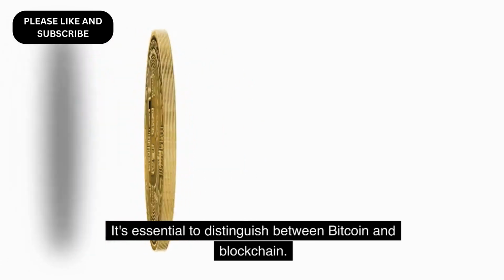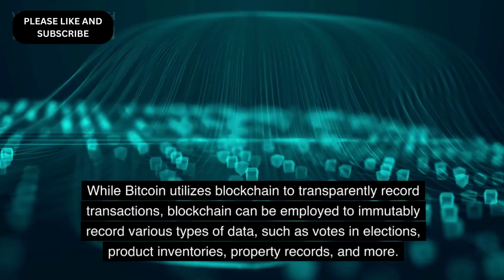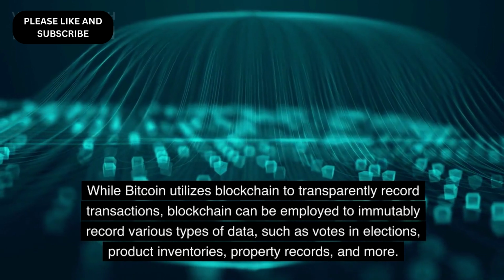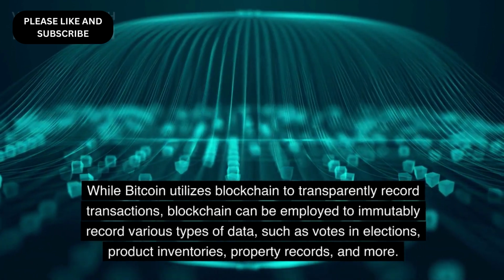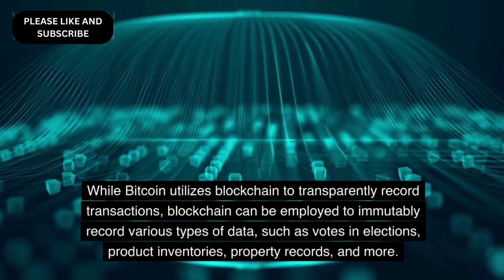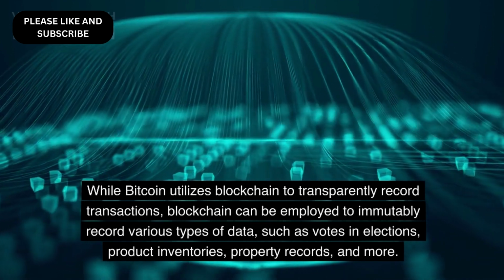It's essential to distinguish between Bitcoin and blockchain. While Bitcoin utilizes blockchain to transparently record transactions, blockchain can be employed to immutably record various types of data, such as votes in elections, product inventories, property records, and more.